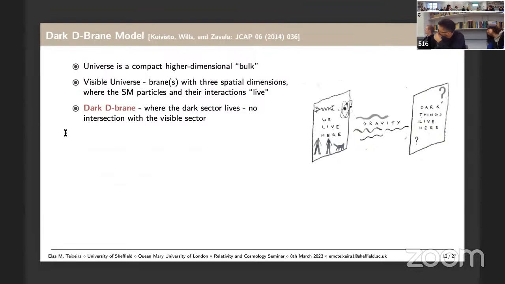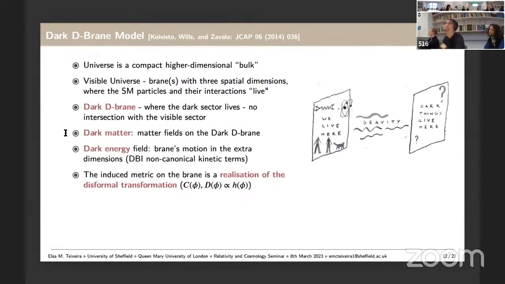And so this could explain why we only measure interactions of the standard model, and we only measure dark energy and dark matter through the gravitational interactions, because gravity will be the force propagating in the bulk. And so because the standard model interactions are all contained here, dark matter and dark energy cannot interact with the standard model particles. They can only interact between themselves here, and then we observe those effects gravitationally through the interaction with the bulk. So in this case, dark matter will be the matter fields that exist in this brane.